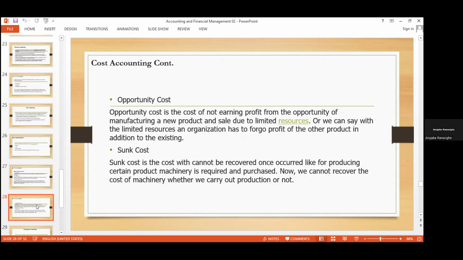Opportunity cost means that when we prepare one production, we stop another production. The most valuable amount of the production we give up is the opportunity cost.